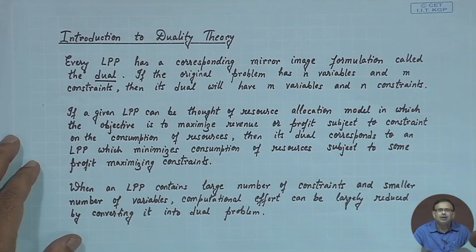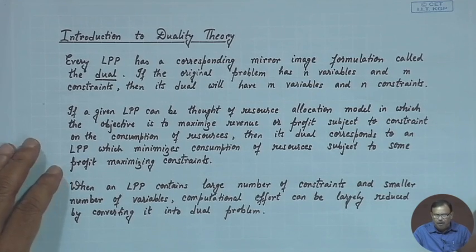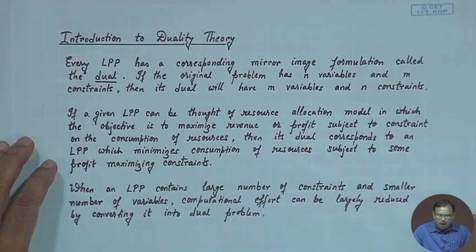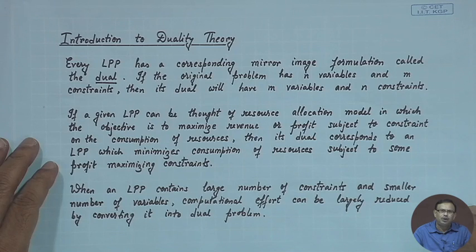constraints. So, basically, if you are maximizing a return or profit subject to certain constraints on consumption of resources, then its dual will be the opposite one, that is, minimization of the consumption of resources subject to profit maximizing constraints. So, when an LPP contains a large number of constraints and a smaller number of variables, then computational effort can be largely reduced by converting it into a dual problem.